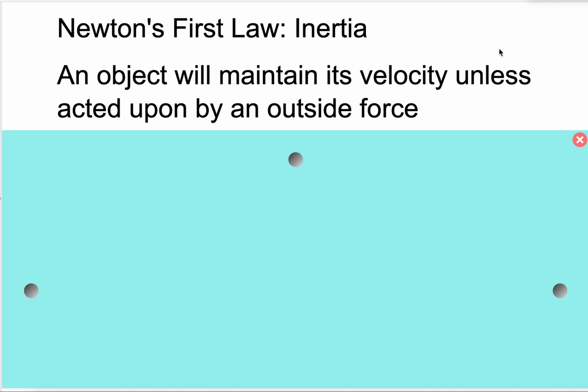And what we added to that was an object in motion stays in motion at the same speed in a straight line unless acted upon by an outside force. So your speed and your direction are velocity. That's why this is a more precise definition of inertia than what you learned in middle school, right? Or whatever other science class, probably. So an object will maintain its velocity unless acted upon by an outside force.